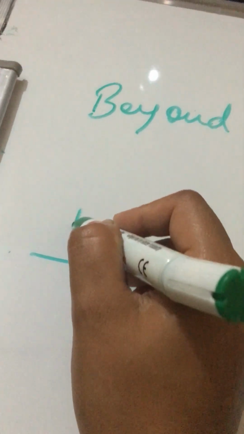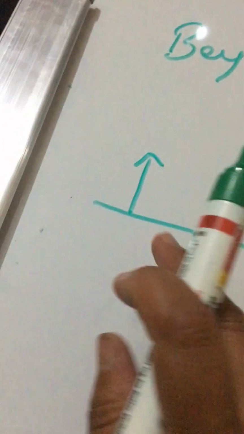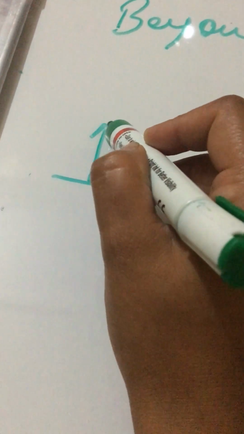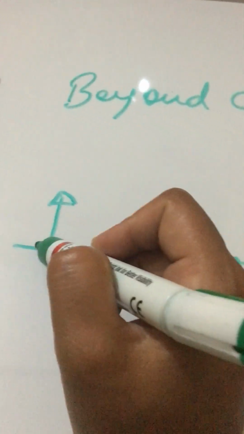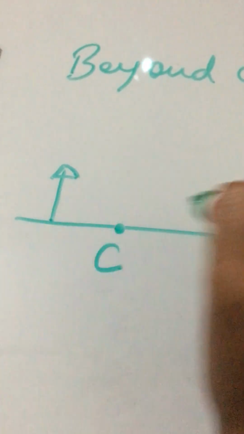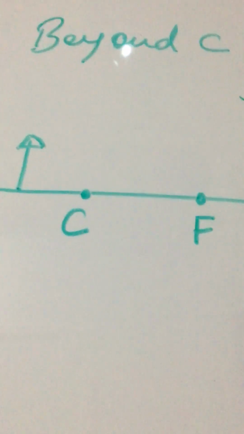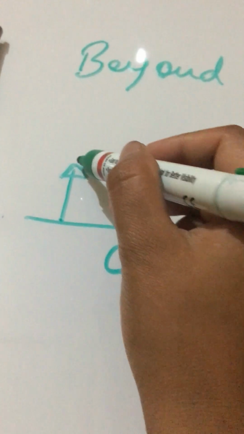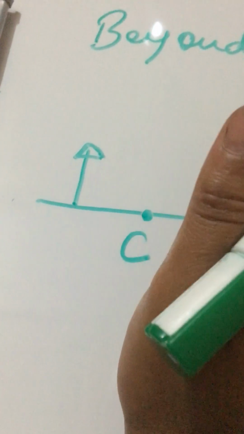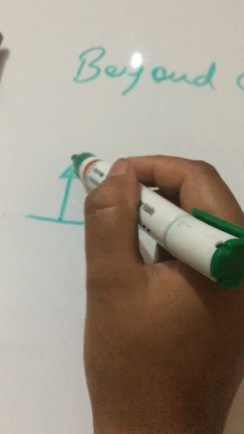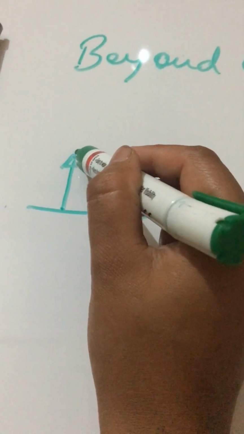Let's say I will represent the object by means of a line. This shows the head of the object, while this is the tail. Now the object has to be kept always perpendicular to the principal axis. Okay, now let us apply the rules. We will choose any point, and from that point we have to take 2 rays. Now we will be choosing the head of the object.